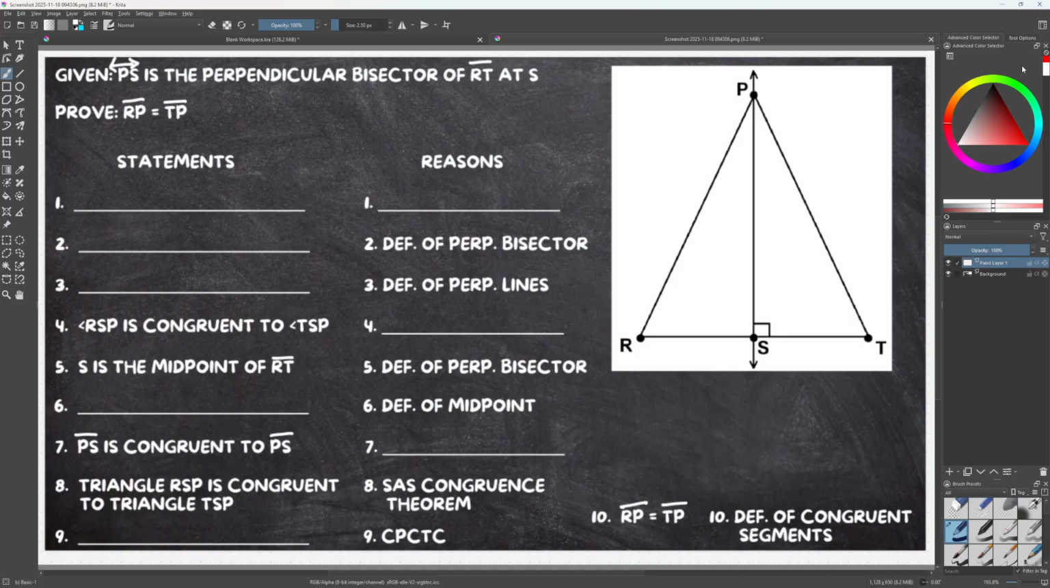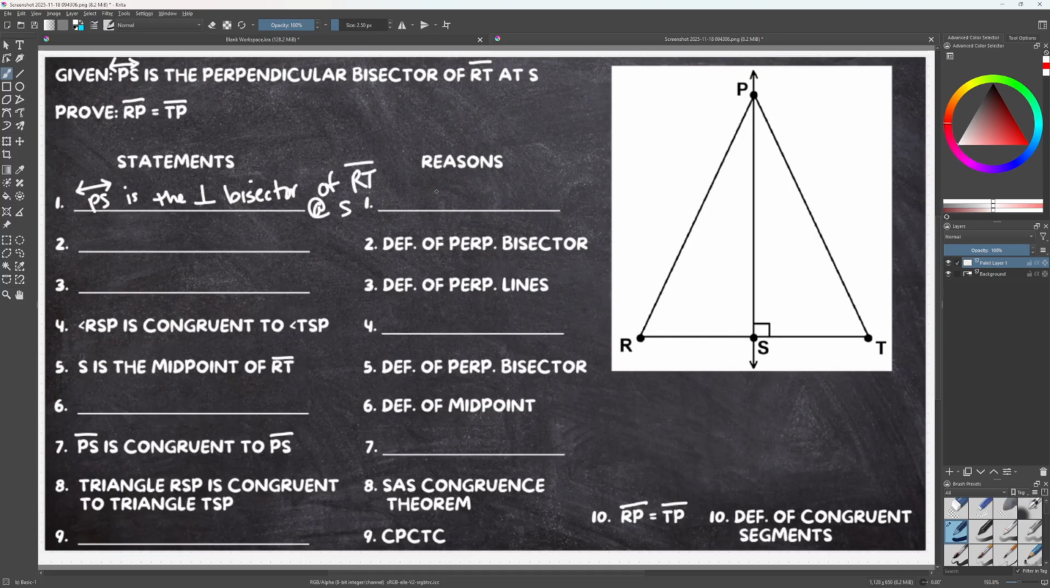So the first thing that we always want to do when we do a proof is write down the given information. The given information is that line PS is the perpendicular bisector of segment RT at point S. Anytime that we do a two-column proof, I always want to put the given information on that first line. Sometimes we break it down if we've got a lot of stuff, sometimes we might put it on multiple lines, but we have that there.